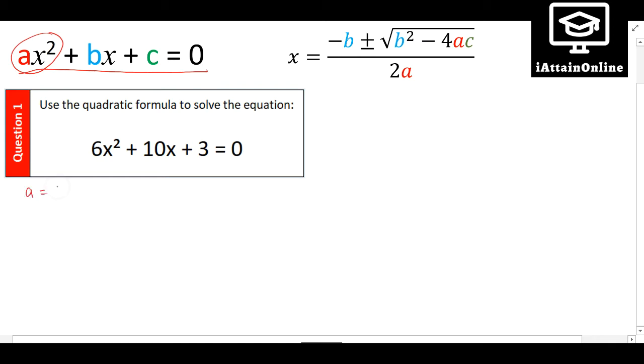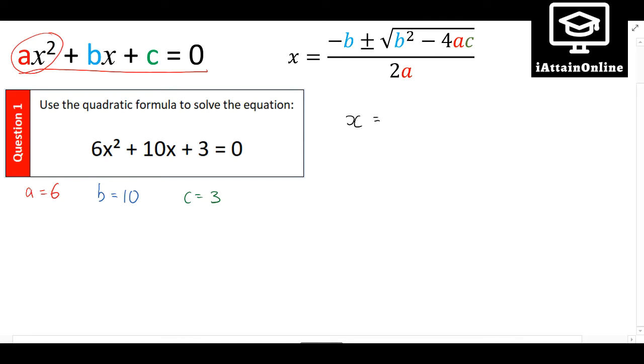So I always suggest just making a note of the different values. So a in this case is 6. B in this case is the coefficient before the x, which in this example is 10. And then c is just the number on its own at the end. All we are then going to do is substitute these values into our quadratic formula.